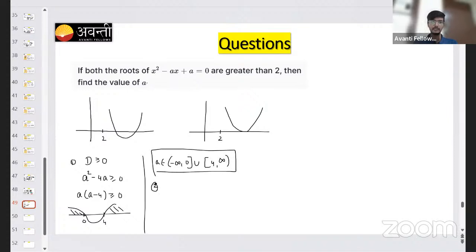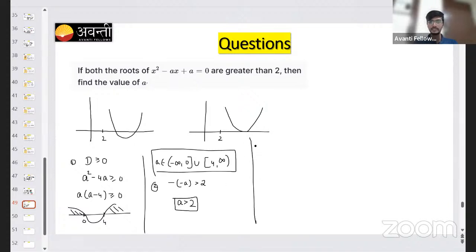Let's look at second. Second क्या था? Sum of the roots. So minus b by a. So minus of minus a will be greater than 2, है ना? वो तो 2 से बड़ा ही है. So a is greater than 2.